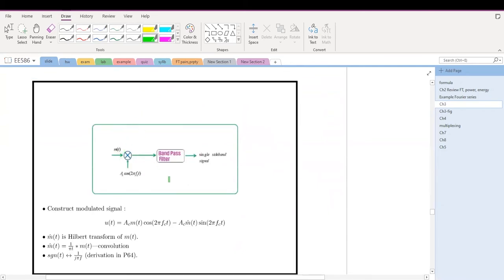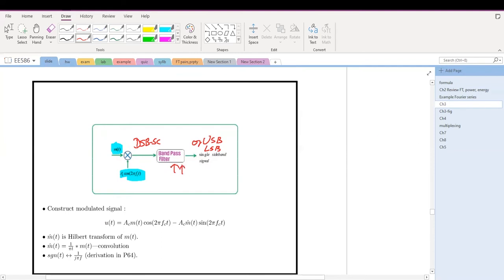The diagram of using a bandpass filter to generate single sideband signals can be expressed in this figure. We have the message, we multiply by the carrier, and up to this point it is a DSB-SC signal, and then we pass the signal through the bandpass filter. Depending on the cutoff frequency, we can have either the upper sideband or the lower sideband. So we generate the single sideband signal using the bandpass filter.